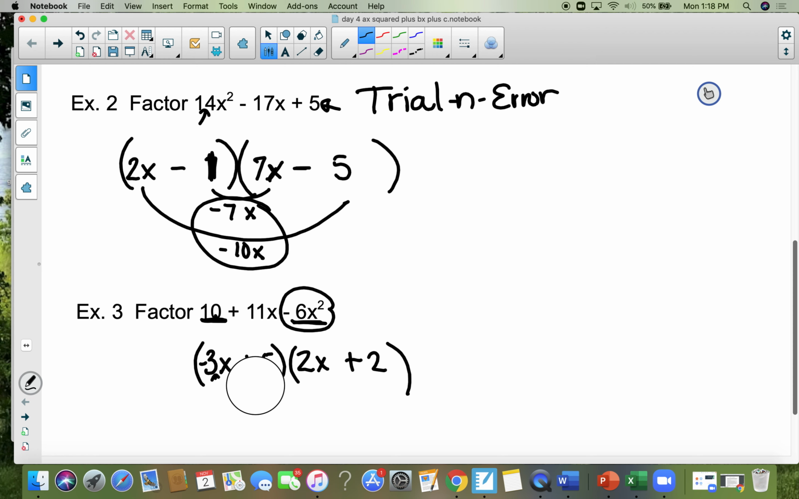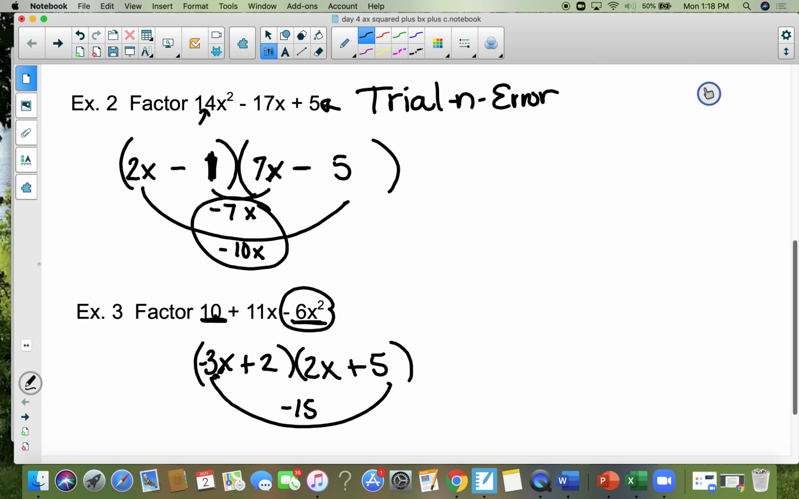Trial and error. I'm going to switch these, and I'm going to make the negative 3x, I'm going to put the plus 2 here, and I'm going to put positive 5 here, and this gives us a negative 15x, this gives us a positive 4x, which gives us a negative 11x, but remember we need a positive, so all I'm going to do is switch my signs. So I want this to be negative, and I want this to be positive. I think I want them both to be negative. Let's check it.